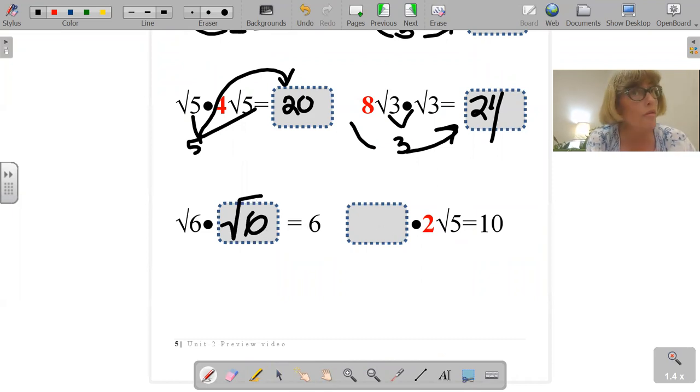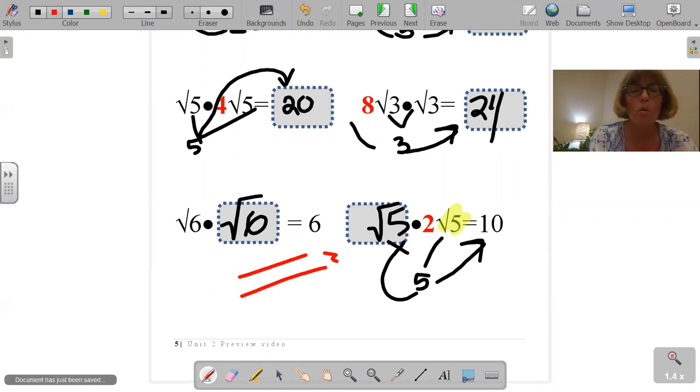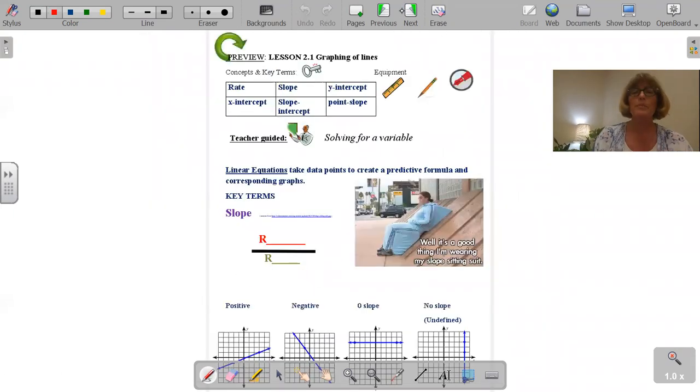Something times 2 root 5 is 10. So you want to get rid of that radical. And so you multiply by another root 5, which is 5. And then 2 times 5 is 10. If you got those correct, star a smiley. Anything incorrect, write yourself a little note. What are you going to remember next time?